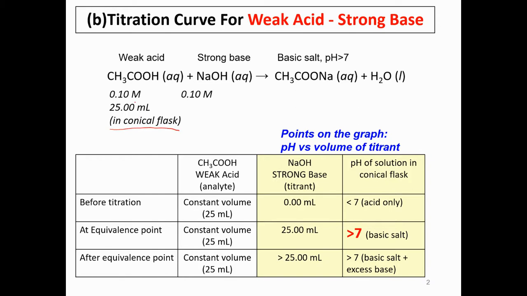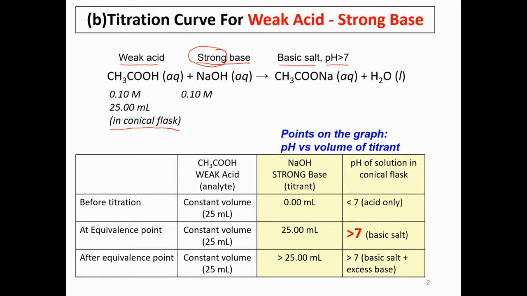Let's say we put 25 ml of 0.1 molar weak acid in the conical flask and 0.1 molar NaOH strong base in the burette. We will get a basic salt after the endpoint, so the pH will be more than 7. This you have learned from salt hydrolysis. When a weak acid reacts with a strong base, we follow the one that is strong, so it will be a basic salt.